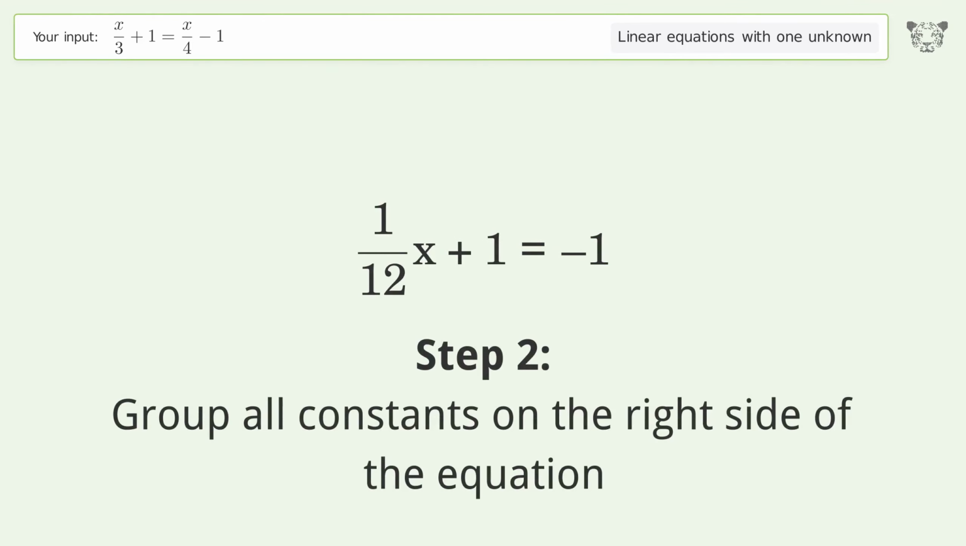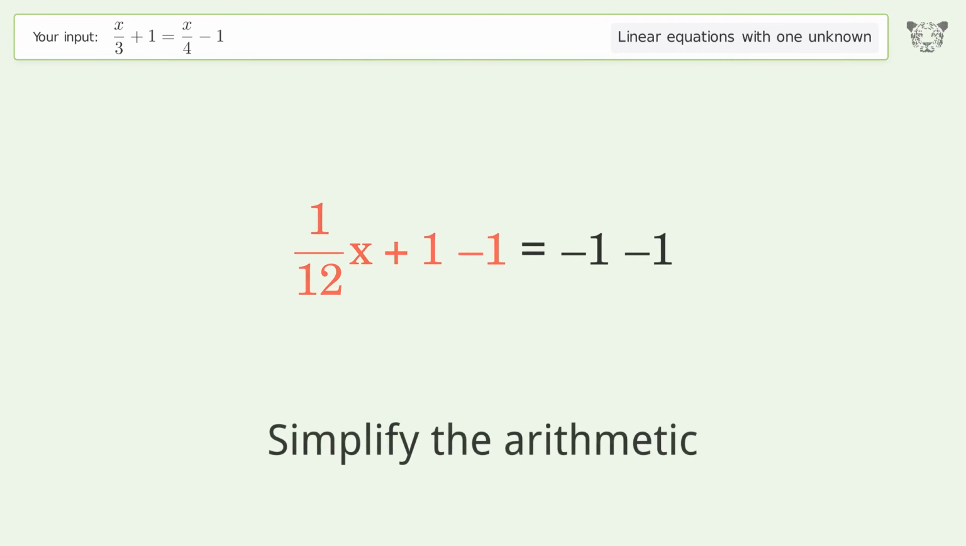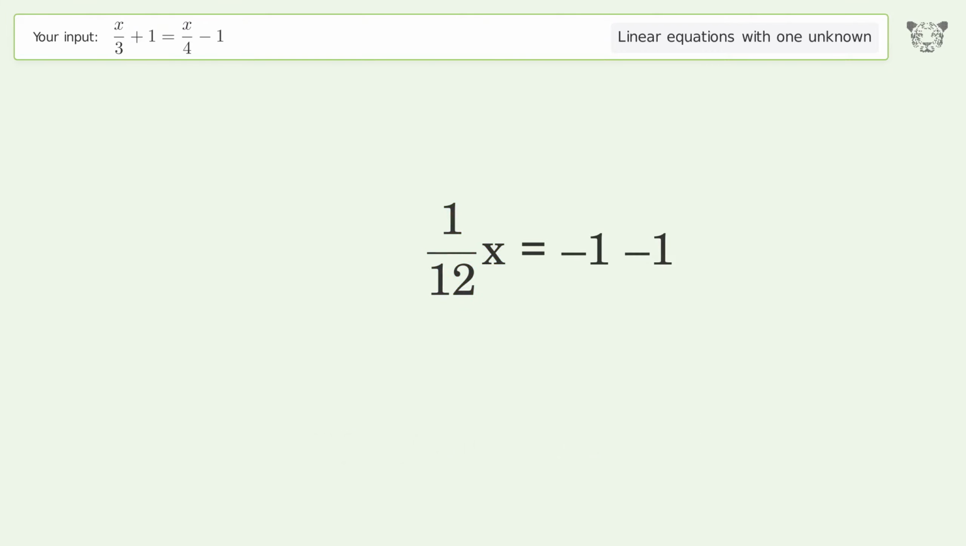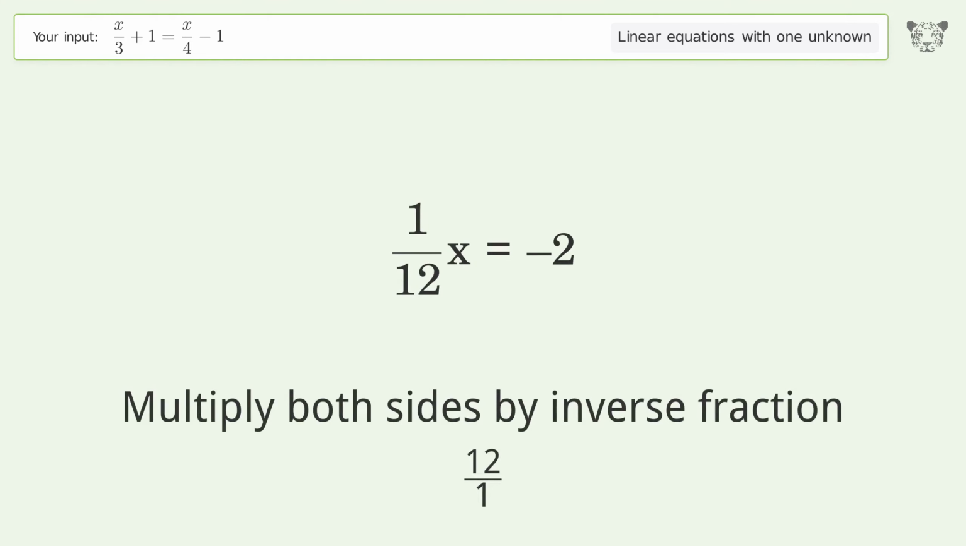Group all constants on the right side of the equation. Subtract 1 from both sides. Simplify the arithmetic. Isolate the x. Multiply both sides by inverse fraction 12/1.